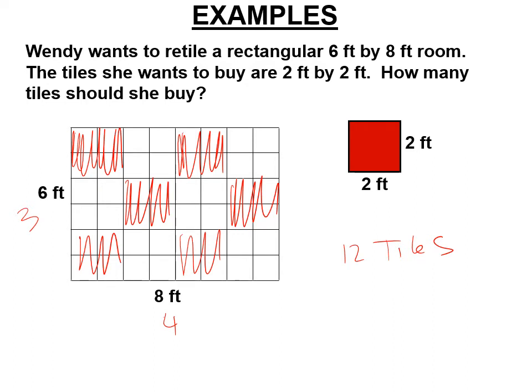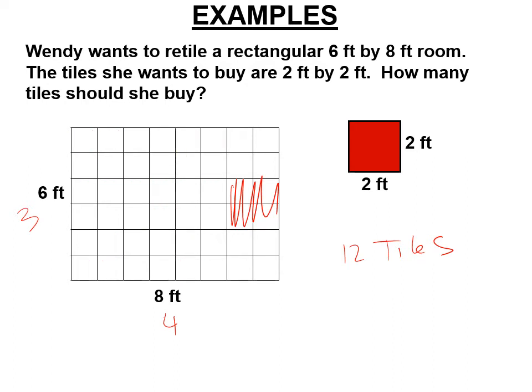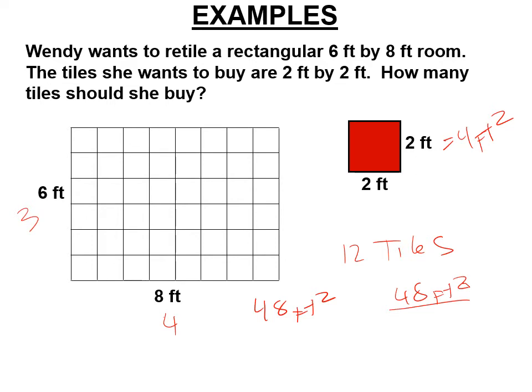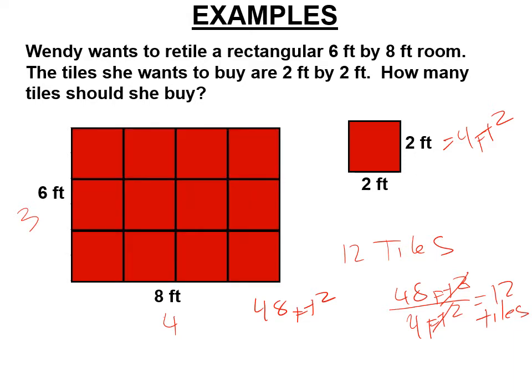Let's do the math here. Right? The floor is 6 by 8, 48 square feet. These tiles are 4 square feet, right? So this is a division problem as opposed to a multiplication problem. 48 square feet divided by 4 square feet equals, like those both cancel, 12 tiles. It's 12 tiles you need to buy. And there they are.